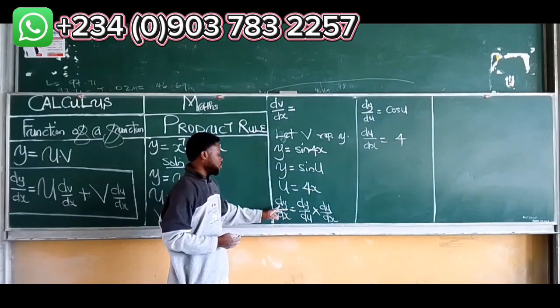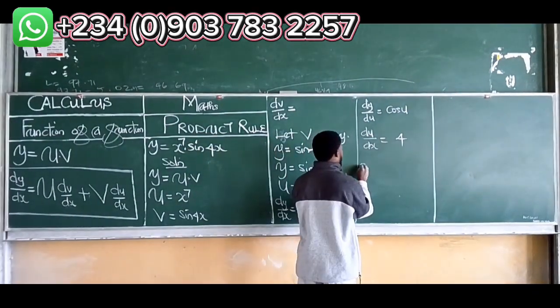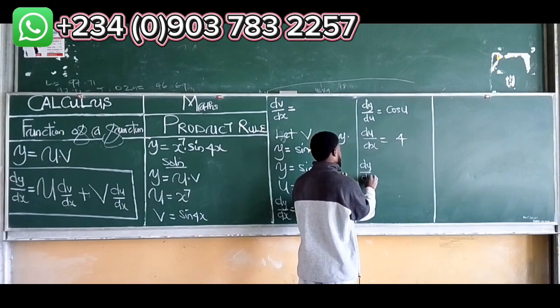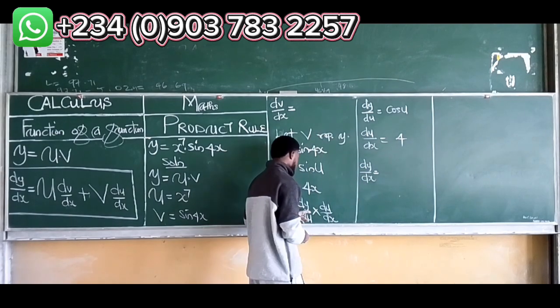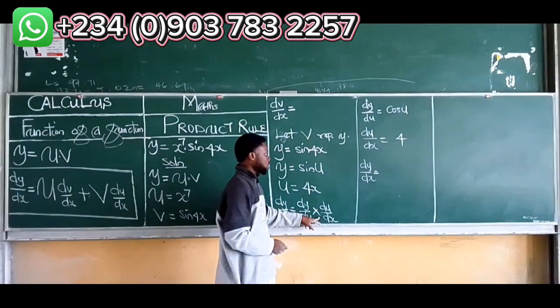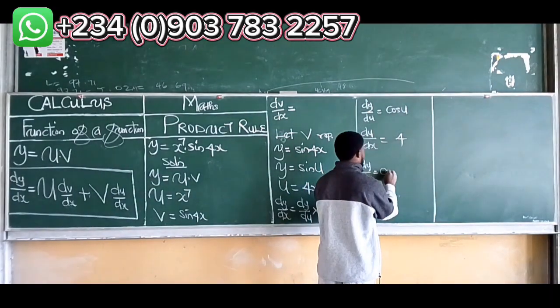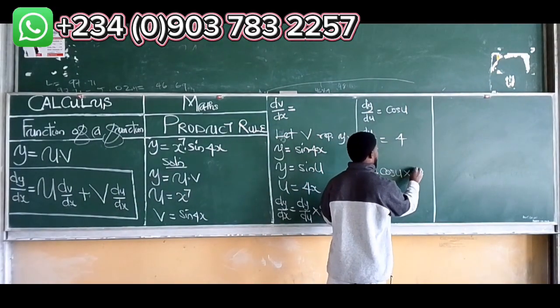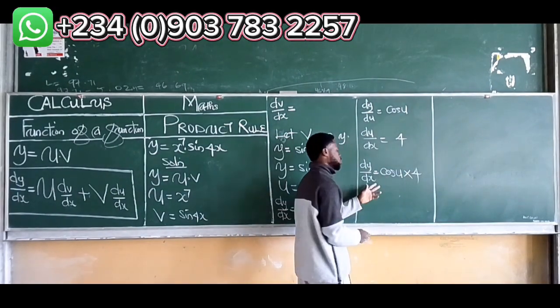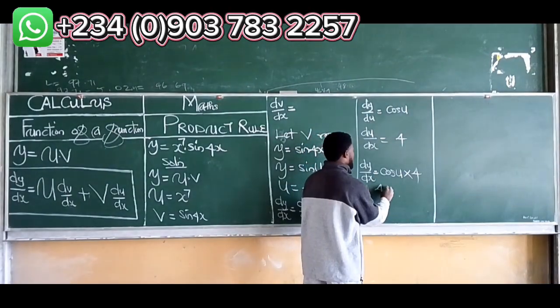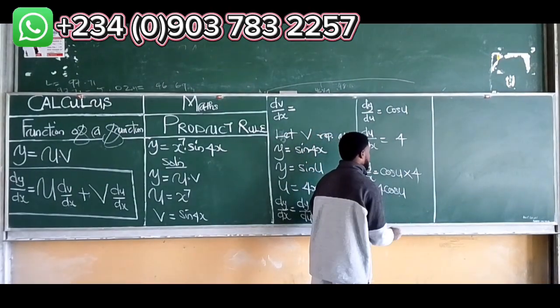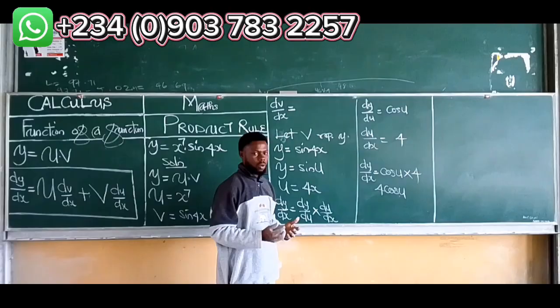Okay, so dy over dx will equal to dy over du times this, which means cos u times 4, and that will give me 4 cos u. Let's substitute now. What is the meaning of u?